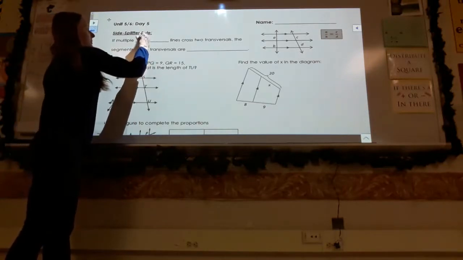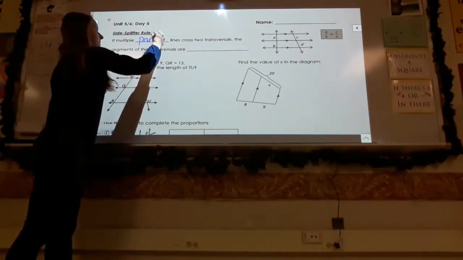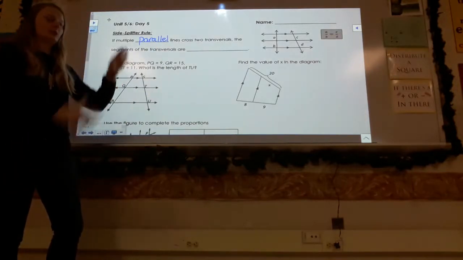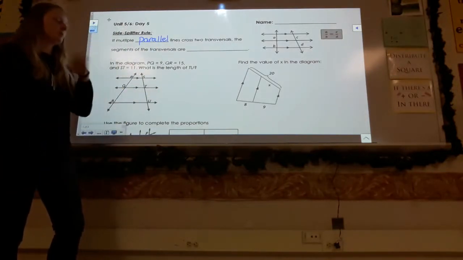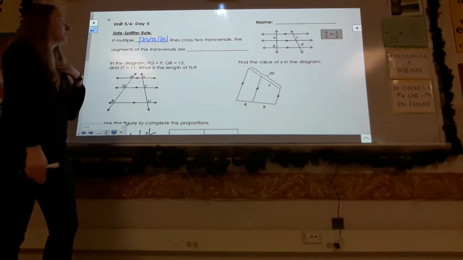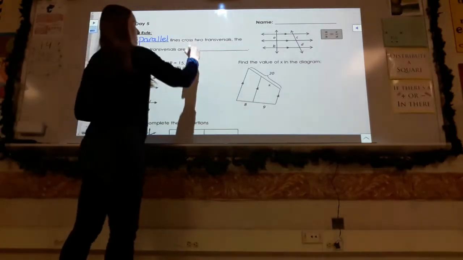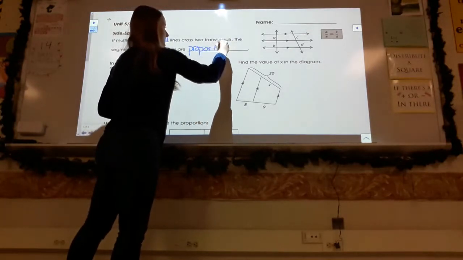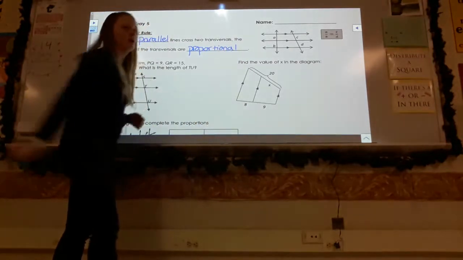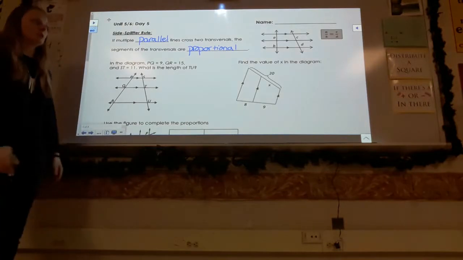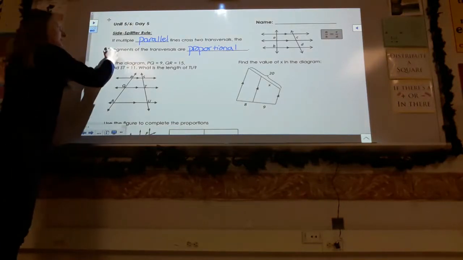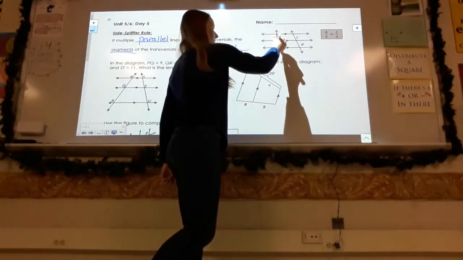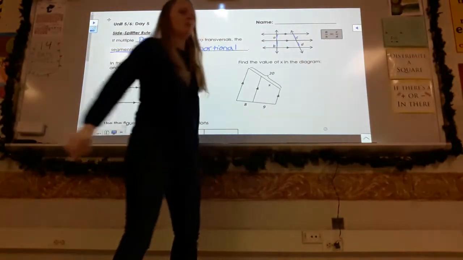So if multiple parallel lines cross two transversals, you're going to have two different transversals and a whole bunch of parallel lines crisscrossing them, then the segments of the transversals are proportional. We've been focusing on proportions this entire unit, so that should follow that when we have this situation, they would also be proportional. So when I'm talking about the segments here, I'm talking about the little pieces that the transversals have been broken up into.